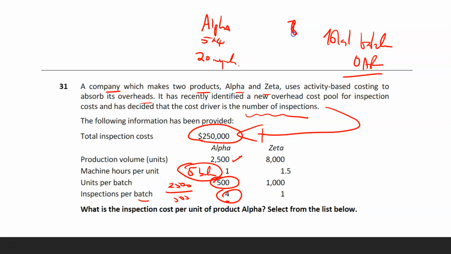Let's look at Zeta. Let's do exactly the same thing here. You have 8,000 production, 1,000 units per batch. So naturally that means that is 8 batches, right? Because you have 1,000 units in a batch. So if you have 8,000 units, you must have 8 batches in total. Now, if you're having 1 inspection per batch, that means that's a total of 8 inspections.